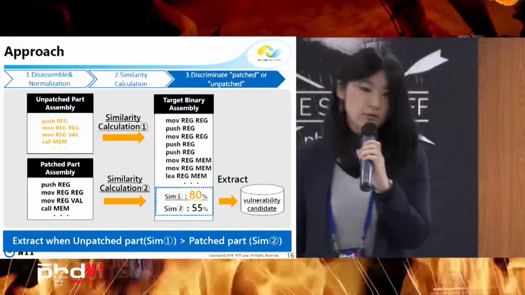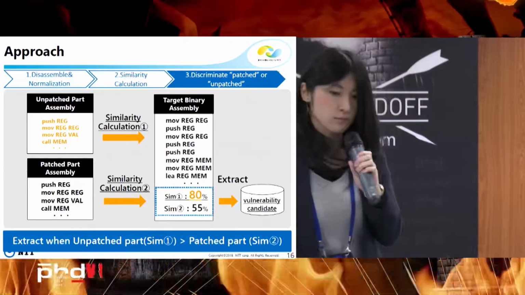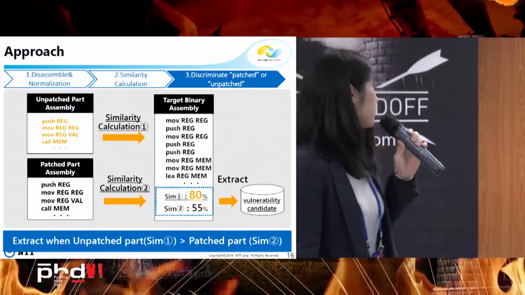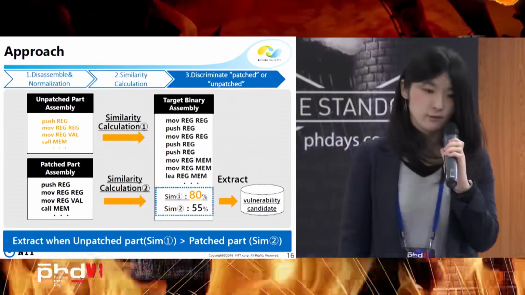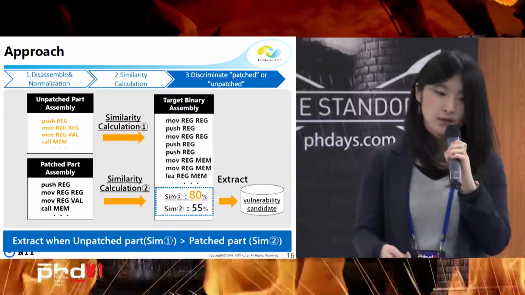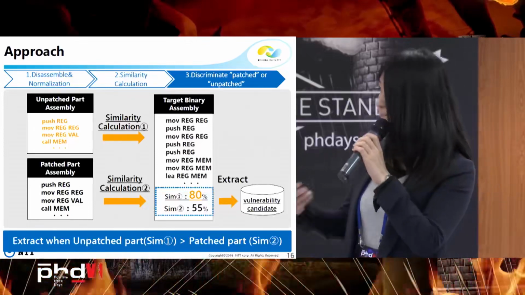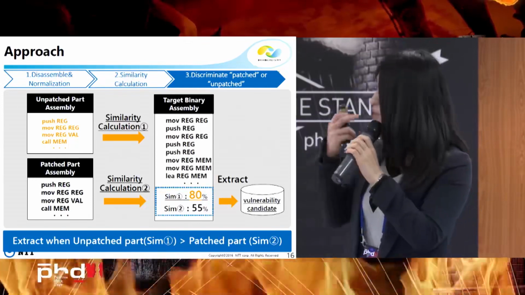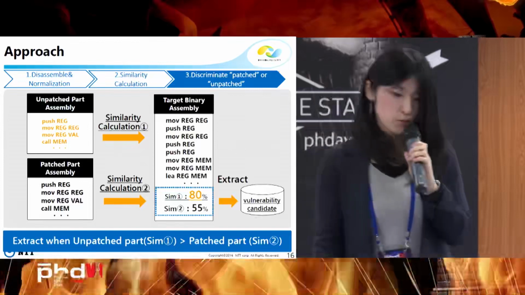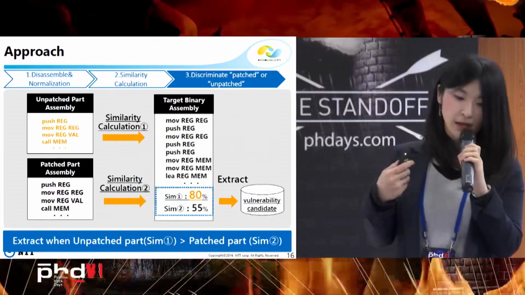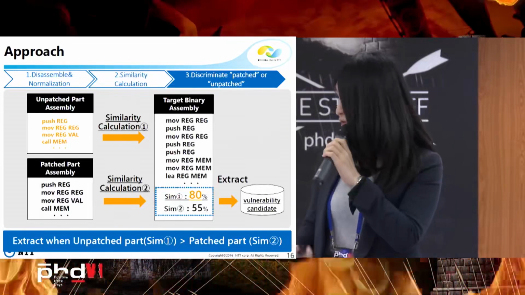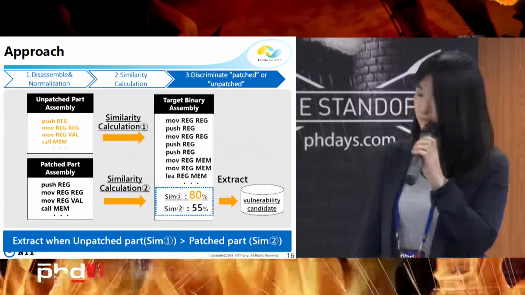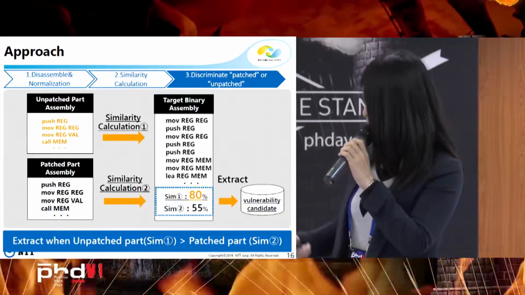So next, I want to talk about how to discriminate patched or unpatched. This is very easy. I first calculated the similarity of the unpatched part assembly, and next I calculated the patch part assembly. In the case when the similarity of the unpatched one was larger than the patch part, I just extract it as a candidate for the reproduced vulnerability.